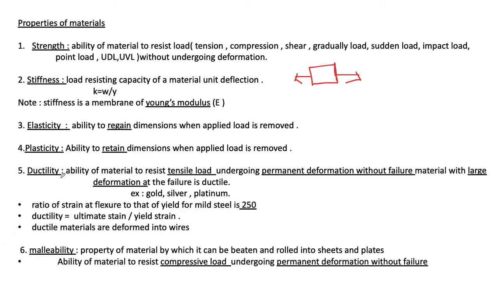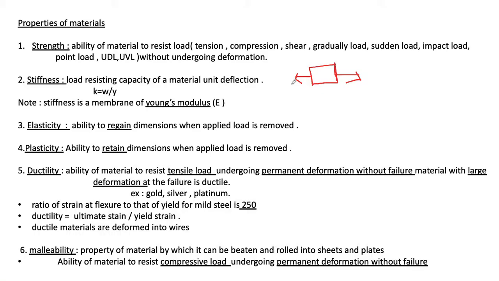Ductility is nothing but the ability of a material to resist a tensile load, undergoing permanent deformation without failure. A material with large deformation at failure is ductile, which is the main point. When tension is applied, the material undergoes permanent deformation without any failure, having a large deformation at the failure. Examples are gold, silver, platinum.